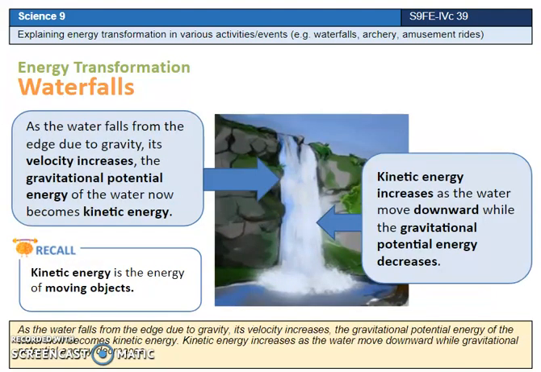As the water falls from the edge due to gravity, its velocity increases. The gravitational potential energy of the water now becomes kinetic energy. Kinetic energy increases as the water moves downward while gravitational potential energy decreases.